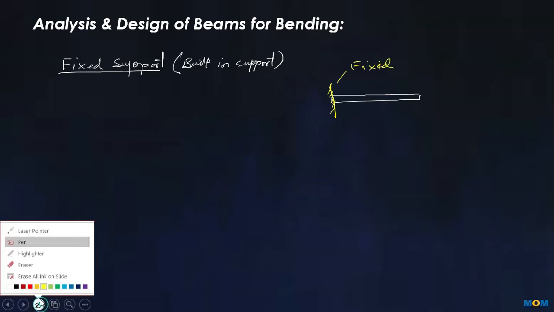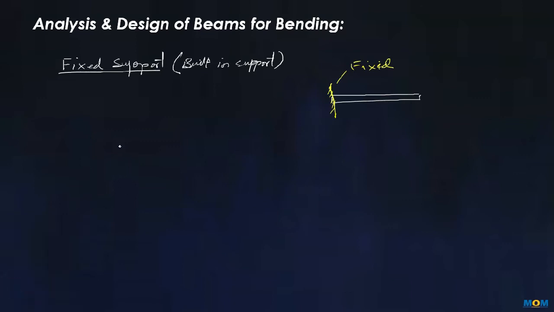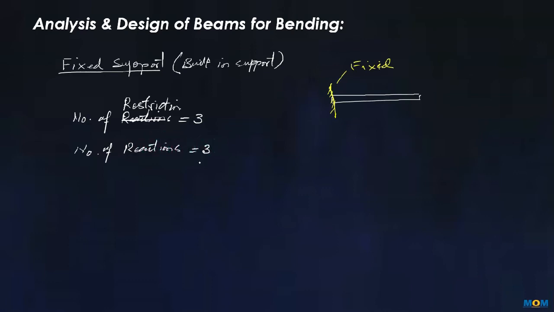Fixed board. Now for the case of fixed board, the number of reactions would be 3, and consequently the number of restrictions 3, the number of reactions would also be 3.